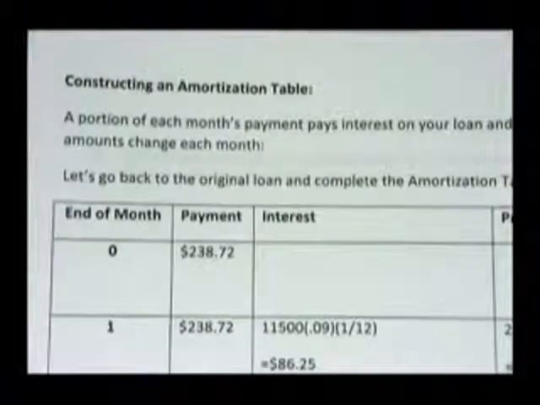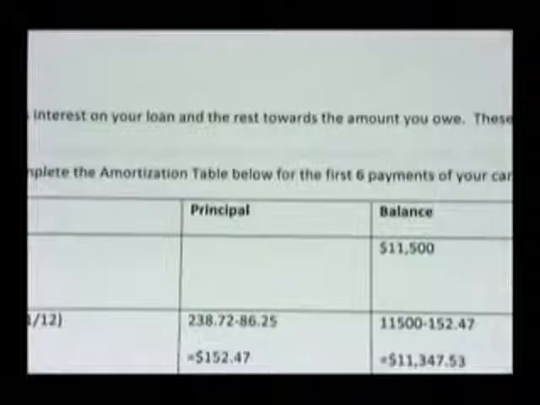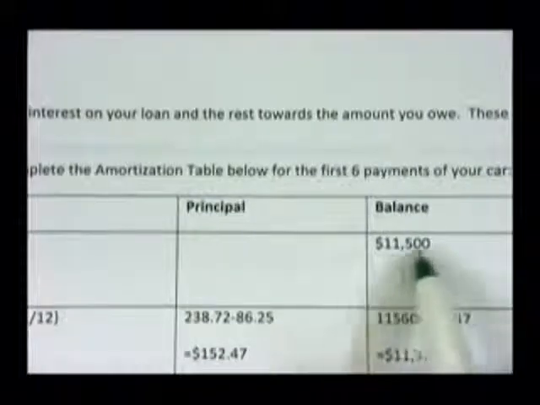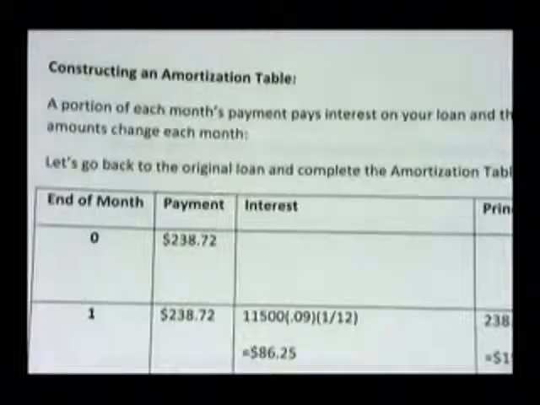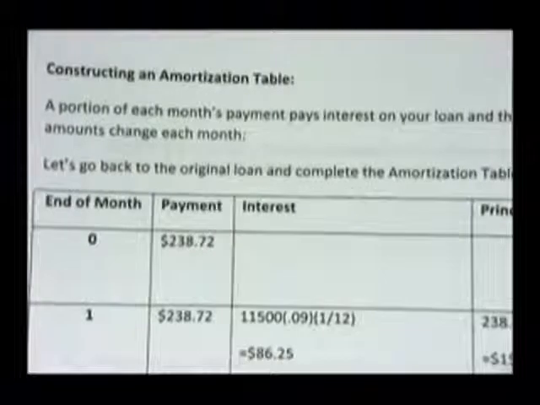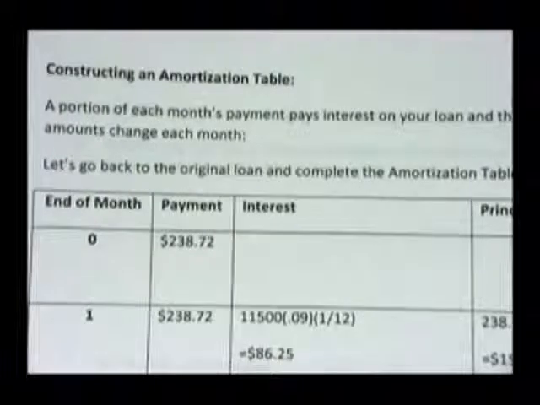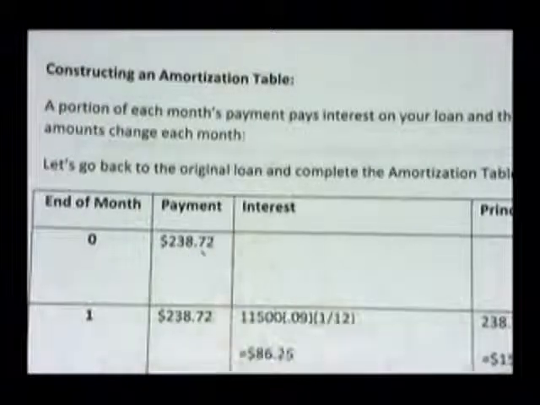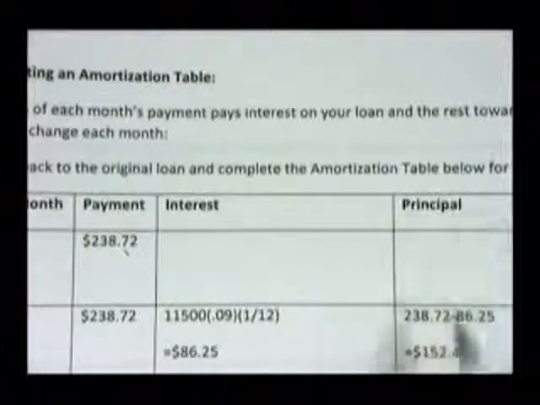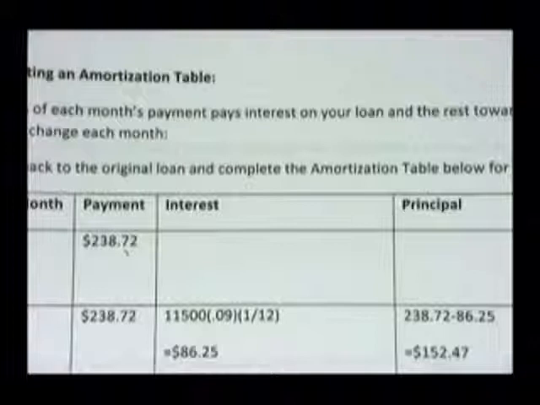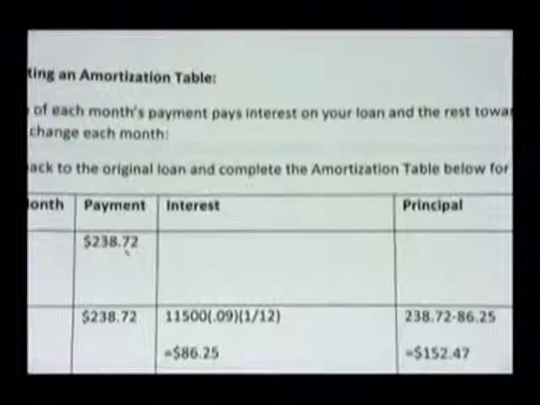All right, but let's say that we're going to go back to that original car that we were borrowing $11,500, and we were making payments of $238.72. What we want to do is see what happens with that payment. How much of that payment goes to interest, and how much goes to paying off the balance, which we call the principal paydown. So what we can do is the following.